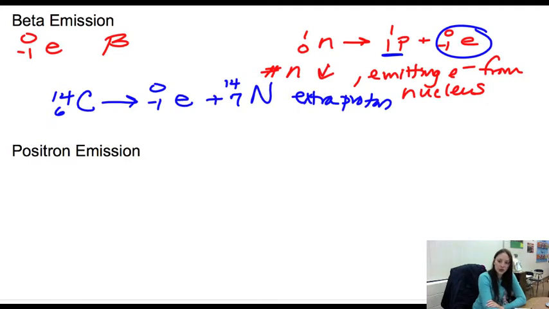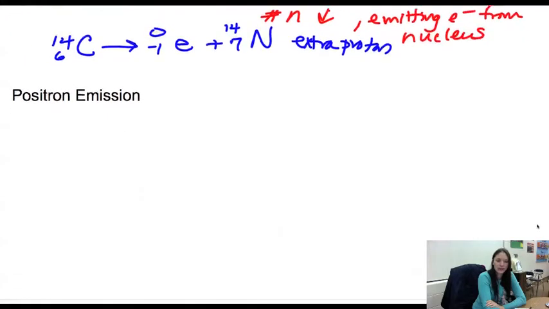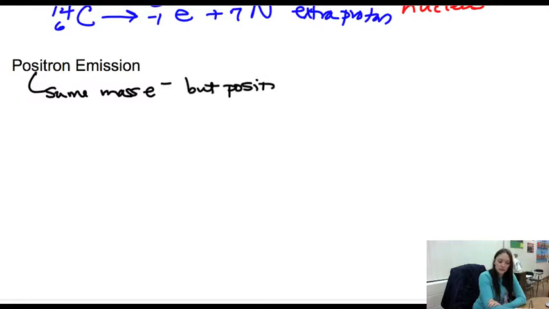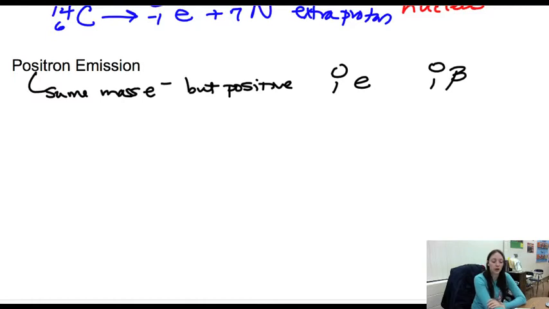Okay, we're looking at positron emission. So again, we're still emitting particles. Notice how these particles are on the right side of my reaction. Now, positrons have the same mass as an electron, but are positive. So what happens here is we're going to emit something that looks like this. It's going to be 0, 1, e, or sometimes you'll see 0, 1 with a beta.